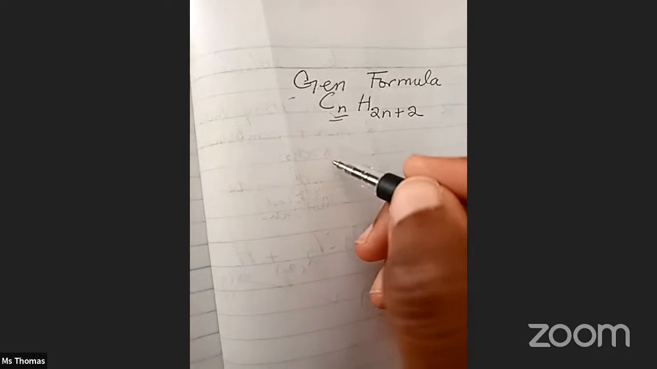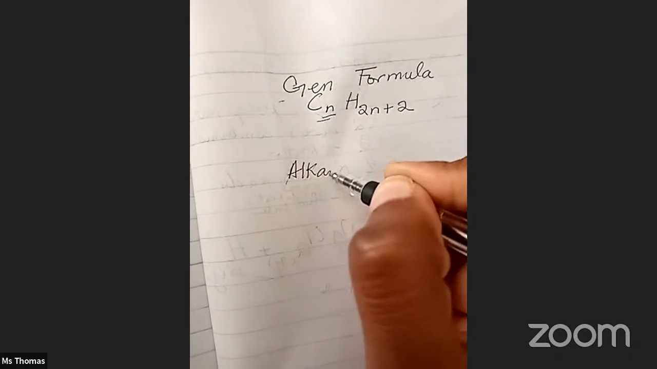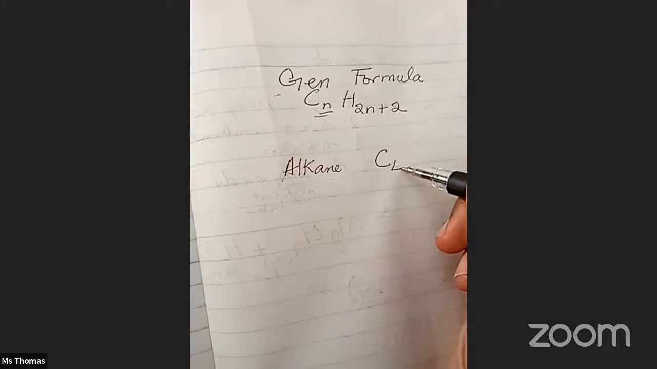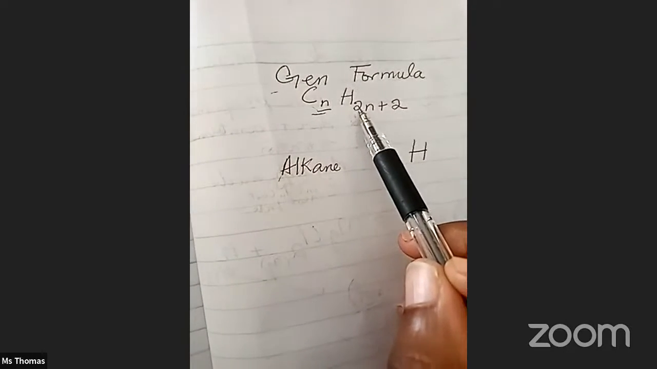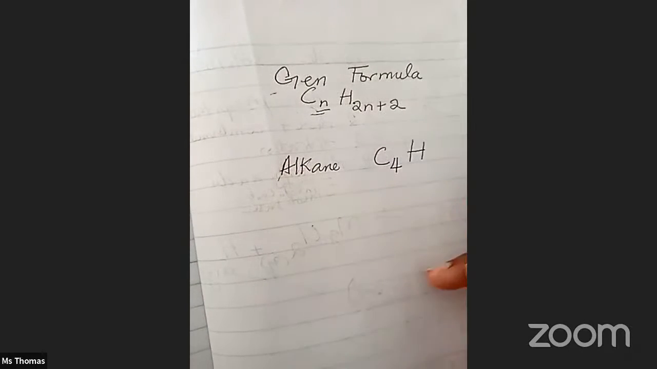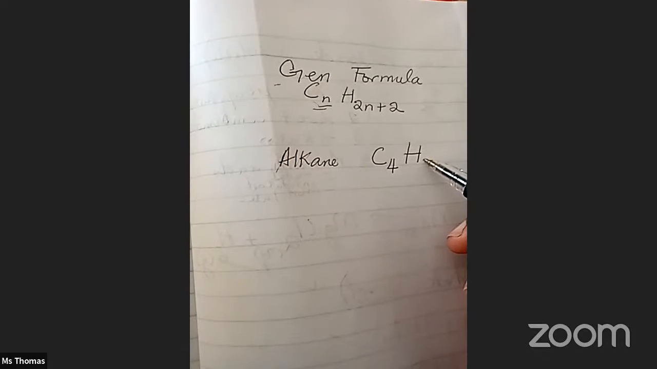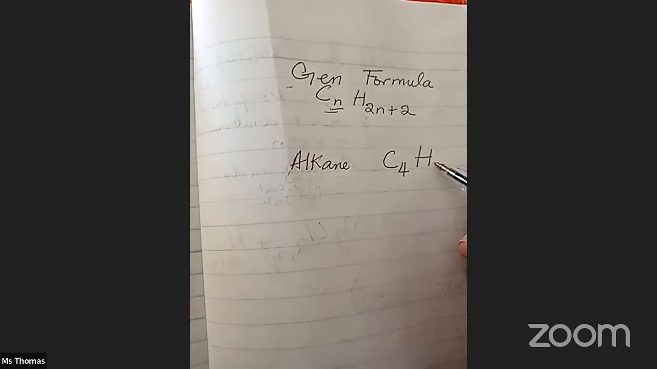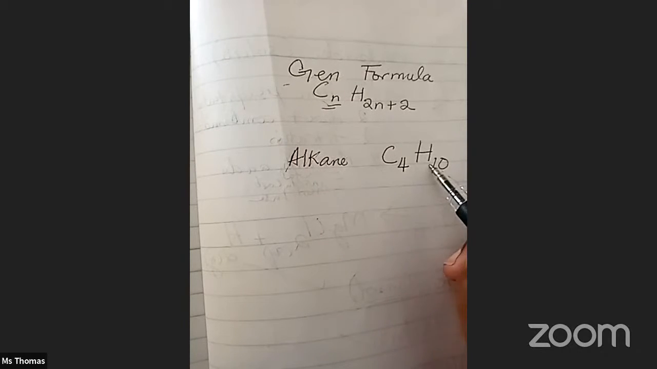So say for example, this alkane has 4 carbon atoms. How many hydrogens would it also have? Well, you use the formula. 2 times 4 plus 2 would give you how much? 2 times 4 is how much, class? 8. 8 plus 2 is what? 10. So it would give you C4H10.